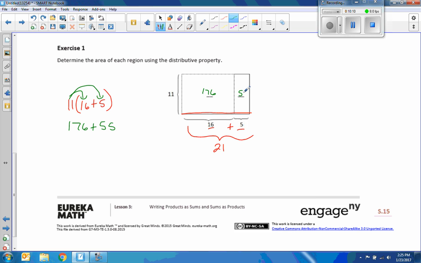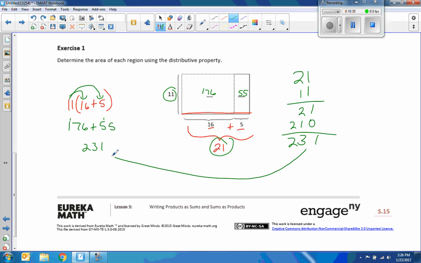This area is 55. And when I add those two, 6 plus 5 is 11, carry a 1. 7 and 5 is 12, plus 1 is 13, carry a 1. And that's going to be a total of 231. Now if I take 11 times 21, which should be the same answer. And sure enough. So it says determine the area of each region. 176 for this big piece, 55 for the small one.